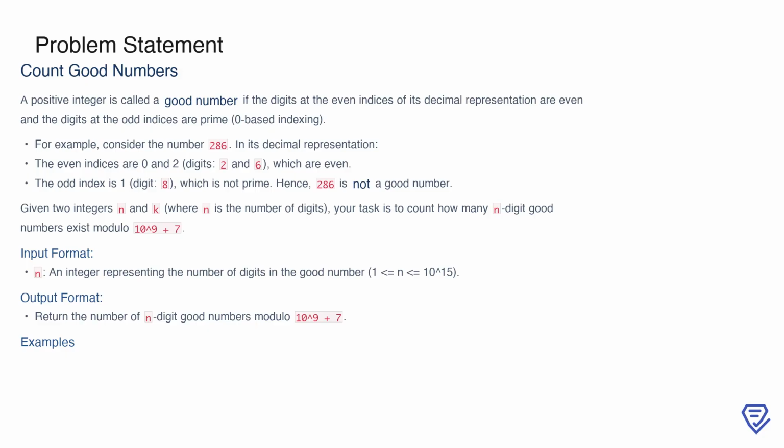Given two inputs n, the number of digits in the number, and k, our goal is to count how many n-digit good numbers exist. The result must be returned modulo 10 to the power of 9 plus 7 due to the potential size of the output. The input constraint allows n to be as large as 10 to the power of 15, so we need to focus on creating an efficient solution.